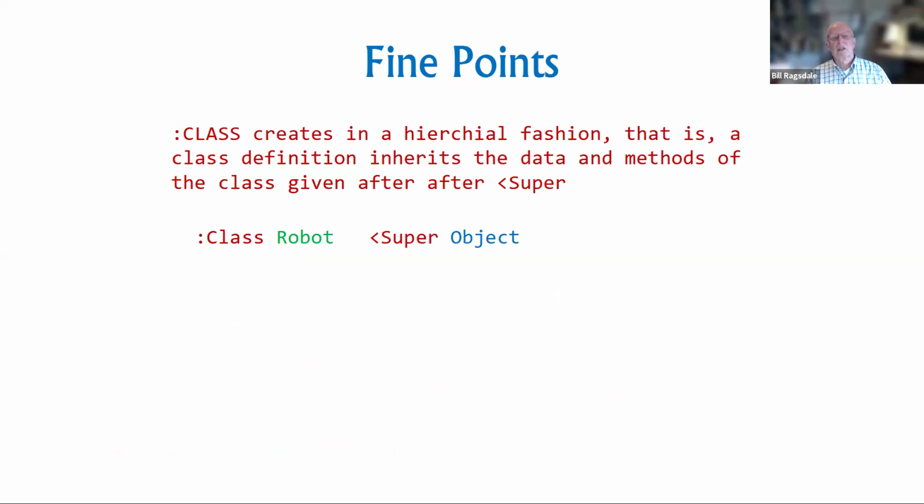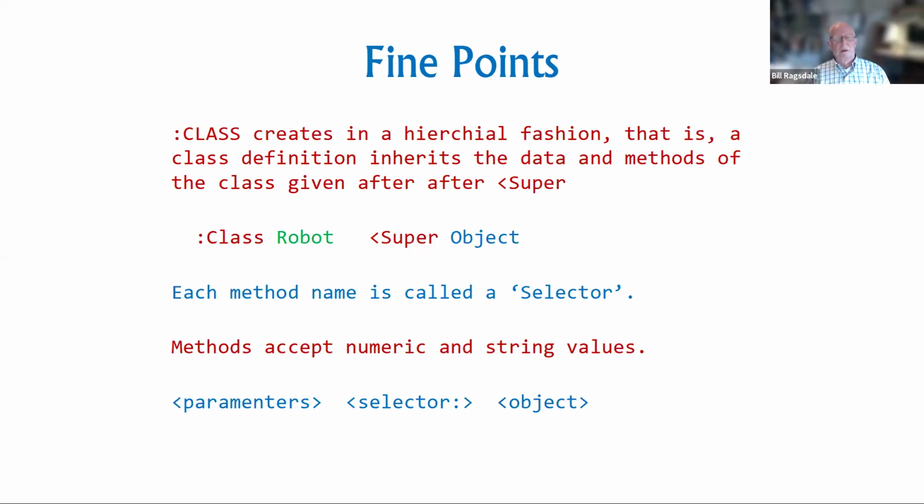So some of the fine points. We've seen that colon class creates in a hierarchical fashion that following the word super, there will be a super class and its characteristics are passed down to the class being generated. So the colon class robot falls on object for its higher level. Each of the methods names is called a selector, and they are required in Win32.4 to end with a colon. Not necessarily required, but to be able to differentiate them from colon definitions, we always affix the letter colon following their name.